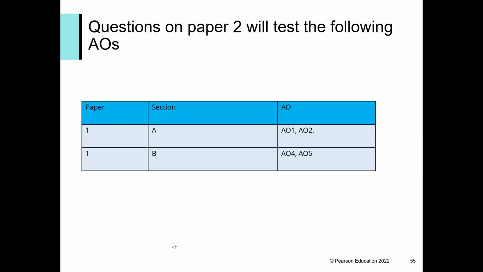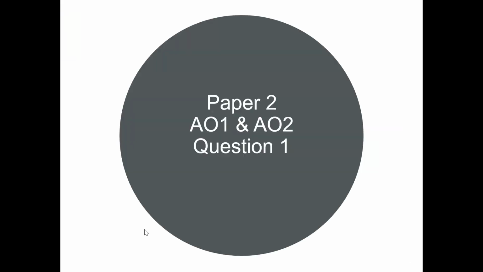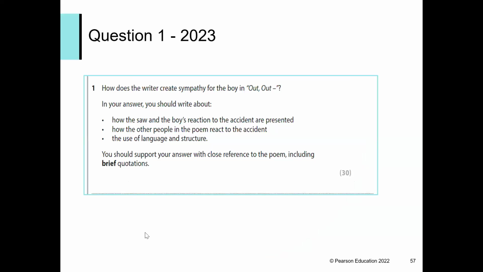So we can see here where they're assessed, and we're going to move on now to look at question 1. So anthology text, one of those will appear for the students. How does the writer create sympathy for the boy in Out Out? This was the June 2023 question.